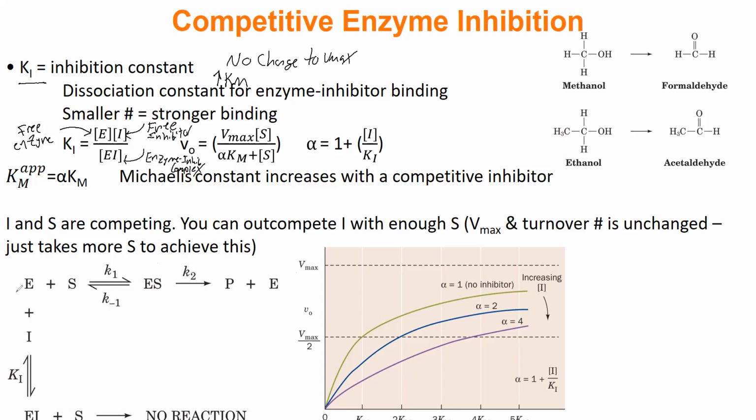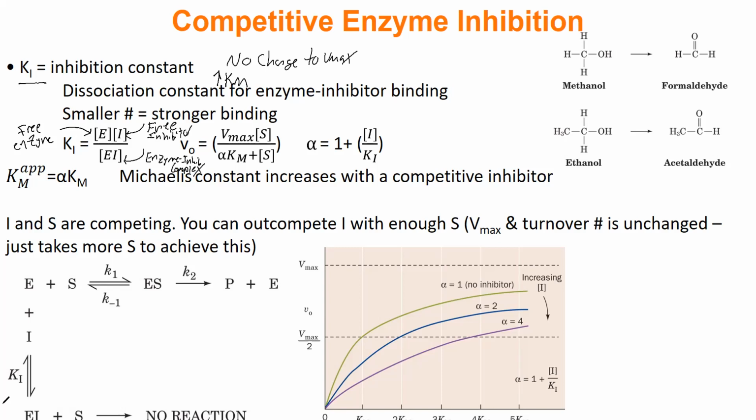So last week we talked about Michaelis-Menten: enzyme plus substrate goes to complex, makes product plus free enzyme. The way the competitive inhibitor works is that it binds the free enzyme to make our enzyme inhibitor complex, and then no reaction happens. So let's think about why Vmax and Km change the way they do. So we said Vmax doesn't change.